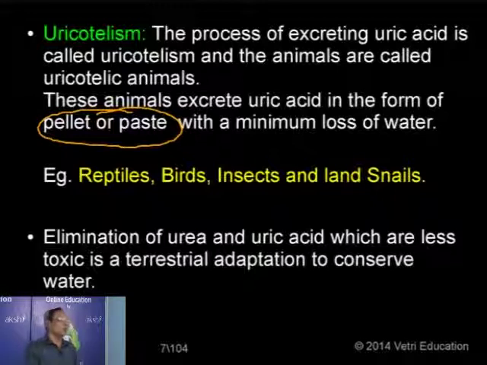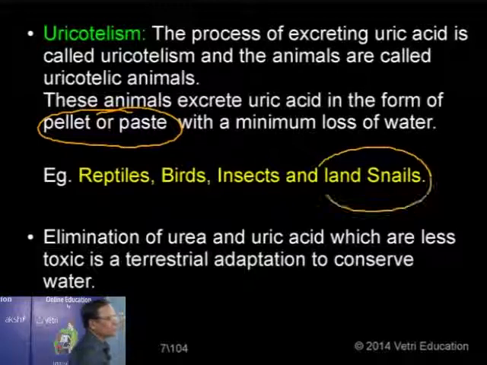But all insects, including the cockroach, excrete uric acid. In addition to that, among molluscan forms, the land snails also excrete uric acid. So cockroaches, land snails, reptiles and birds all excrete uric acid. Remember that: insects and land snails. These are all questions that came in the question paper.